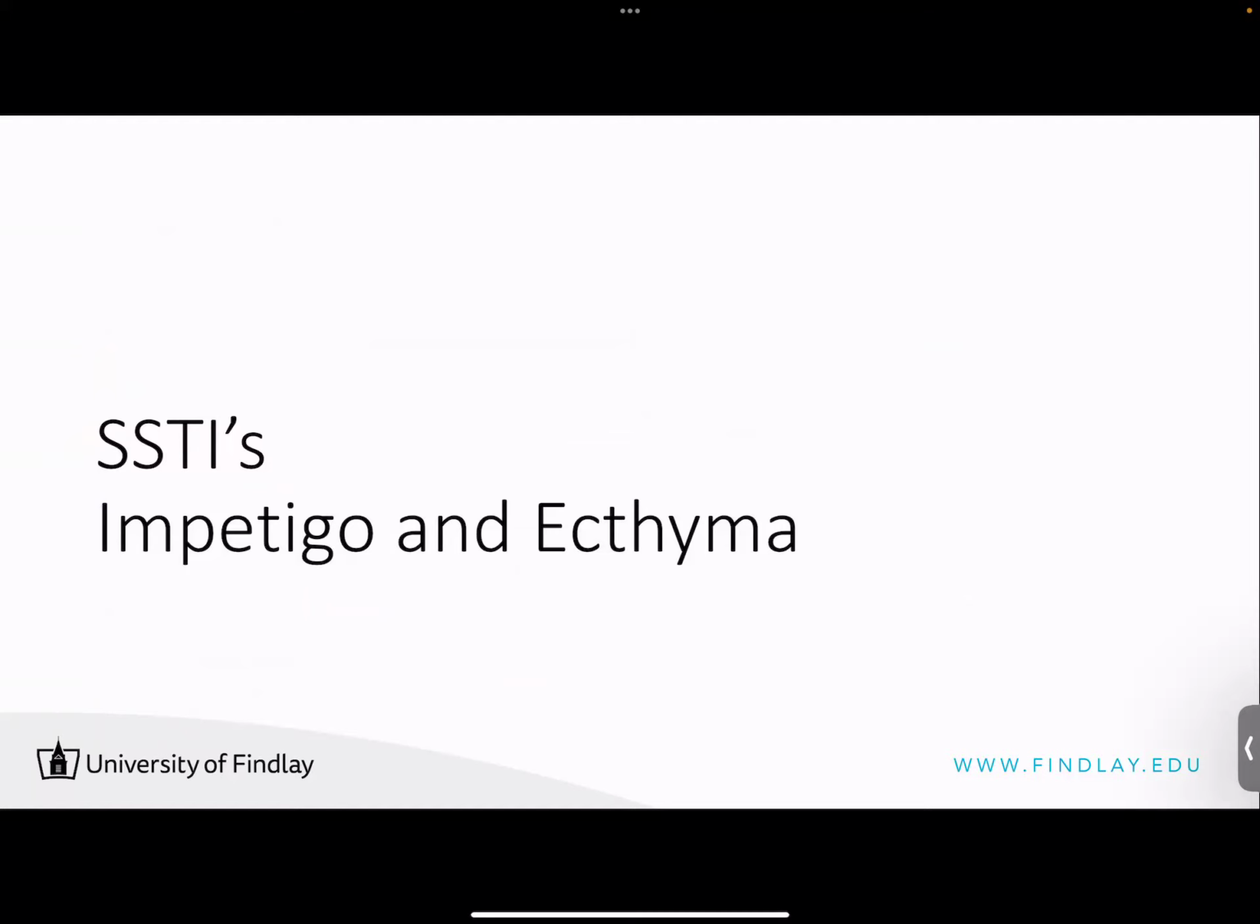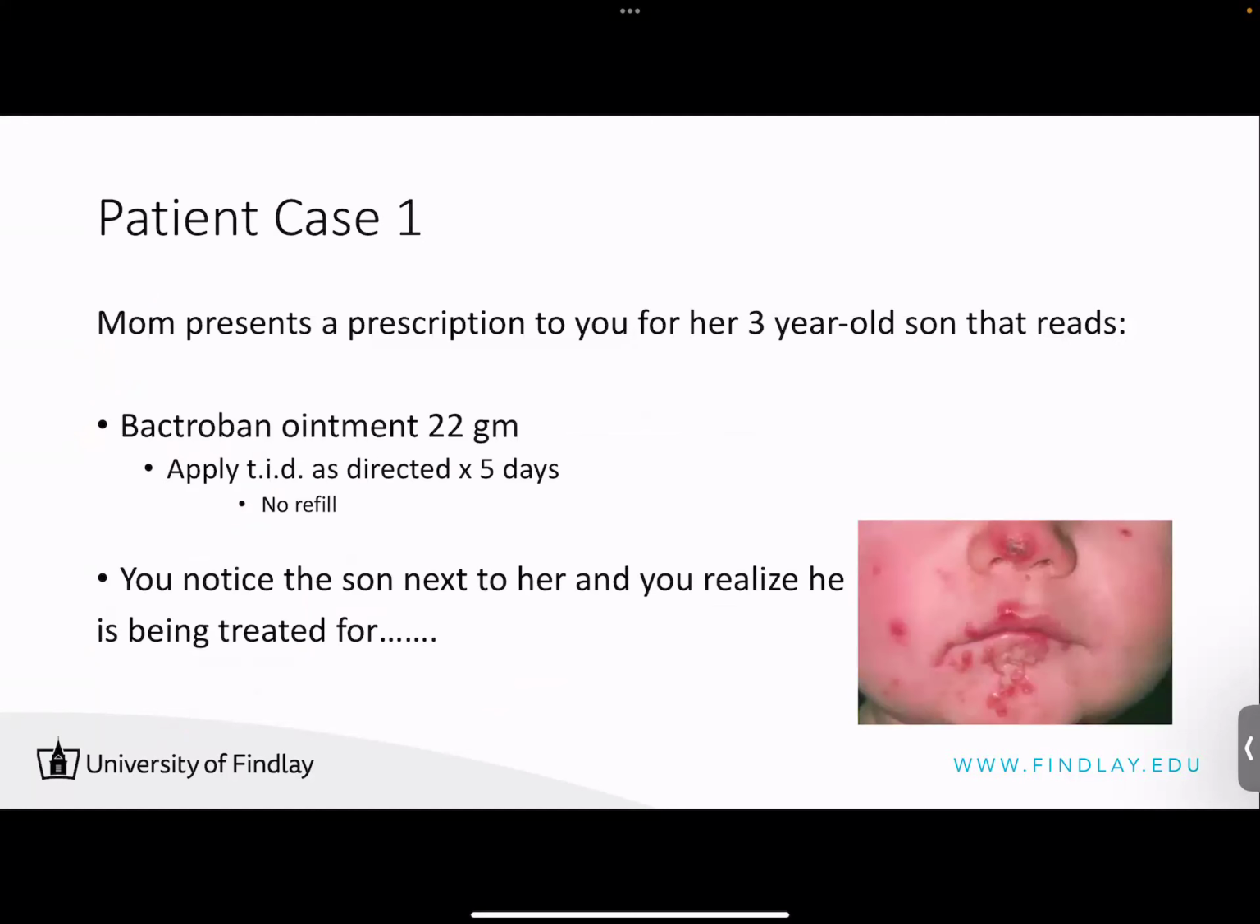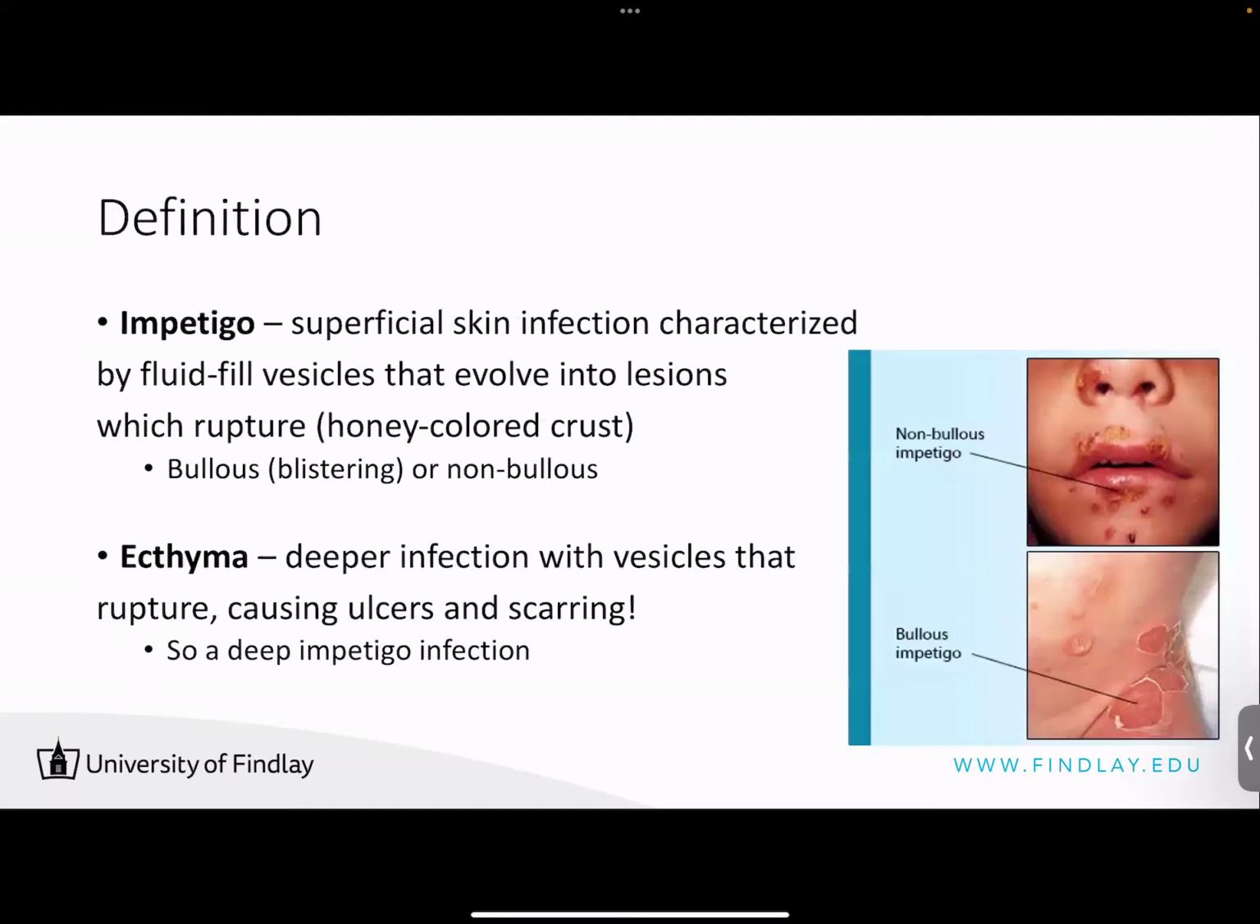First up, some simple things, impetigo and ecthyma. So you ever work the front counter, taking in prescriptions or talking to patients and have somebody walk up with a child that has that sort of image on the bottom right there? Mom hands you a prescription for some Bactroban ointment, apply TID as directed for 5 days with no refills. And then you look over here and you take that step back because, yeah, it's one of those, right? And then you realize, this kid's got something nasty going on and he's being treated for impetigo.